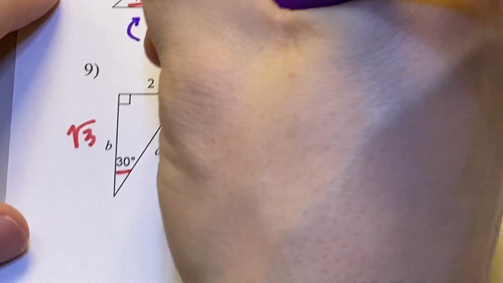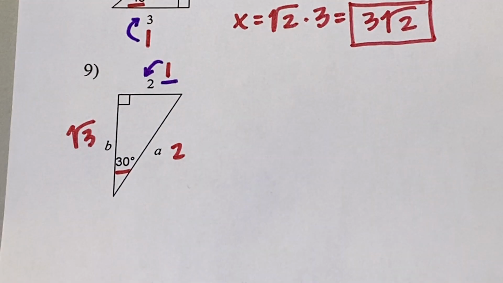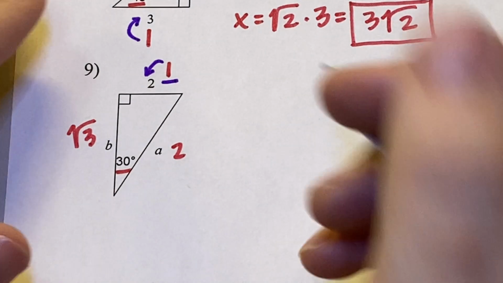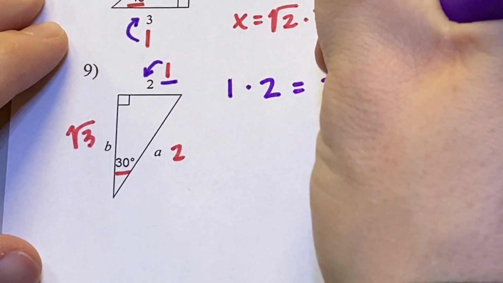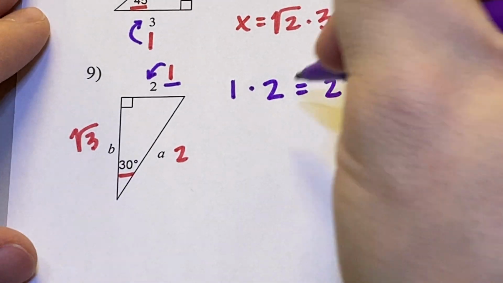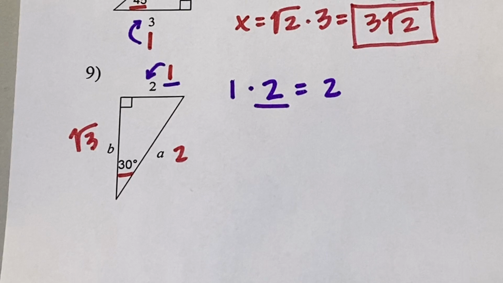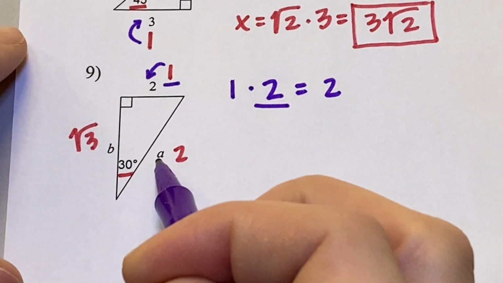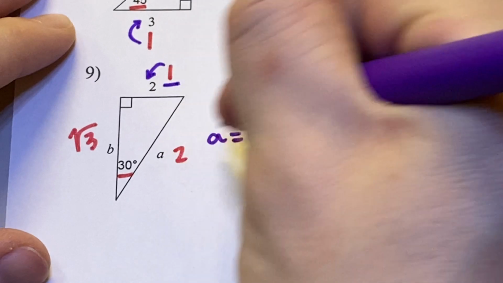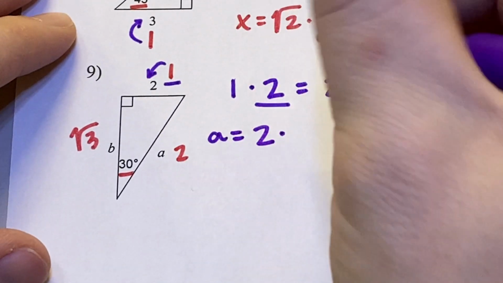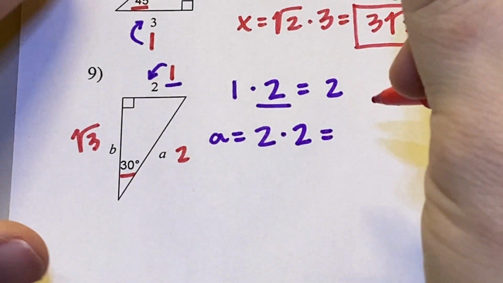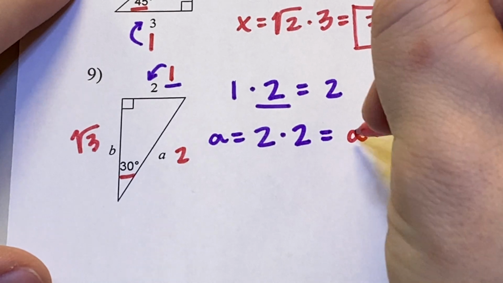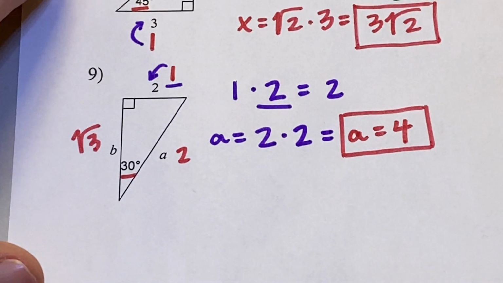Well, we went from 1 to 2. What do we have to multiply to 1 to get 2? 2. Don't overthink it, it's just 2. So we're going to multiply by 2 to each side. Okay, let's do our a side first. A started out as 2, but I need to multiply it by 2 to get my final side. What is 2 times 2? 4. So that side's going to turn into 4.